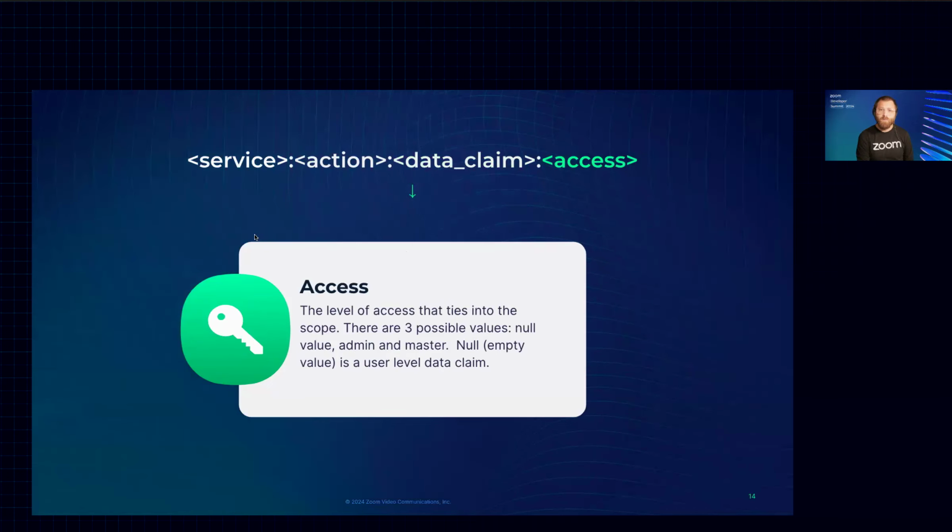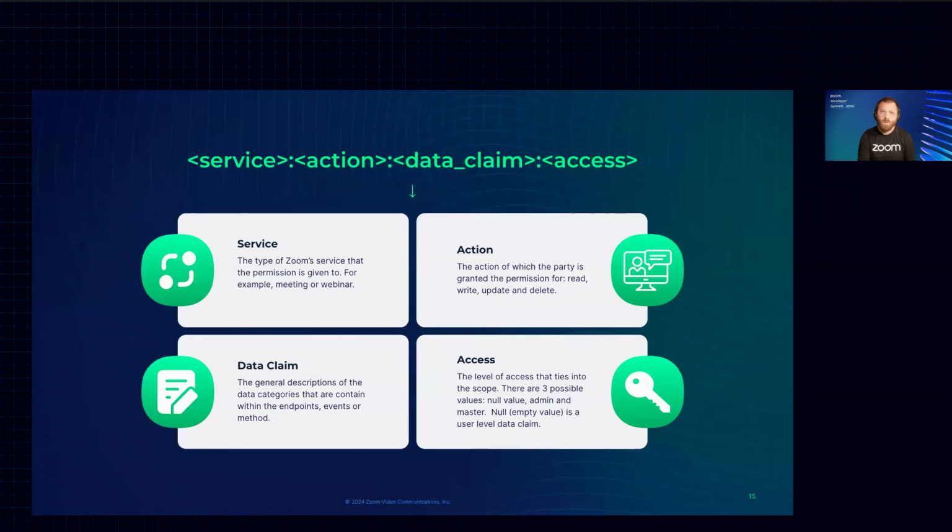And then finally, we have access. And this is the level of access that applies to the scope that the developer is requesting. There are 3 values that are possible for access. The first one, and the most common one that we'll see, is null, just an empty value. That is a user level claim. The other 2 we'll see are admin and master. Admin is that account level claim, and master is for a master account using the master APIs.